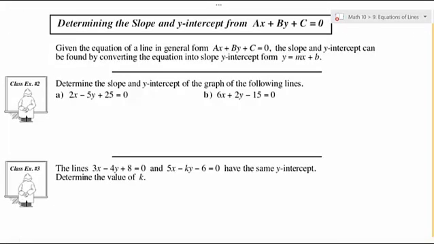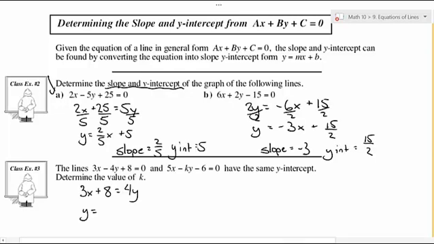So when we have this general form, sometimes we want to say, hey, what is my slope and what is my y-intercept? It was easy before when we had the y equals mx plus b. Is it still easy now? Well, I want you to take a moment to try class exercise number 2 and try to determine the slope and y-intercept of these equations. Give it a go and then I'll help you out with it. Press pause now.